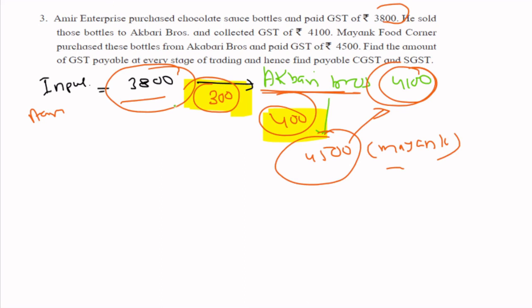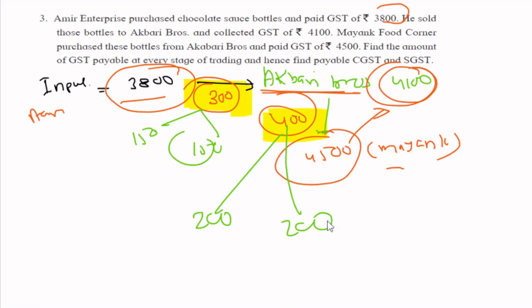CGST and SGST, we know that each is half of GST. So 150 over here, 150 over here, and here 200 and 200. Try to understand the logic. Framing the solution, you can do it later. That's not a big deal, but you need to understand the logic.